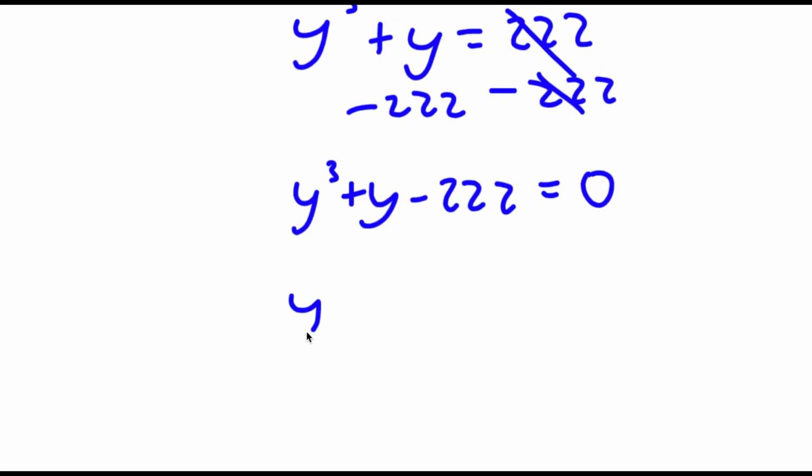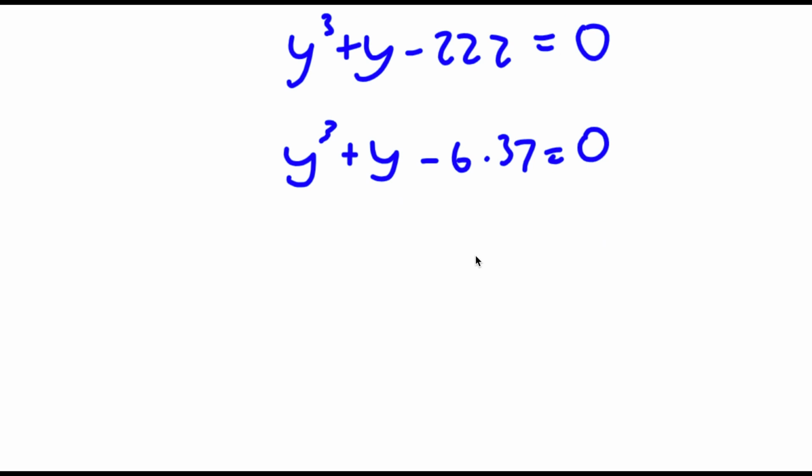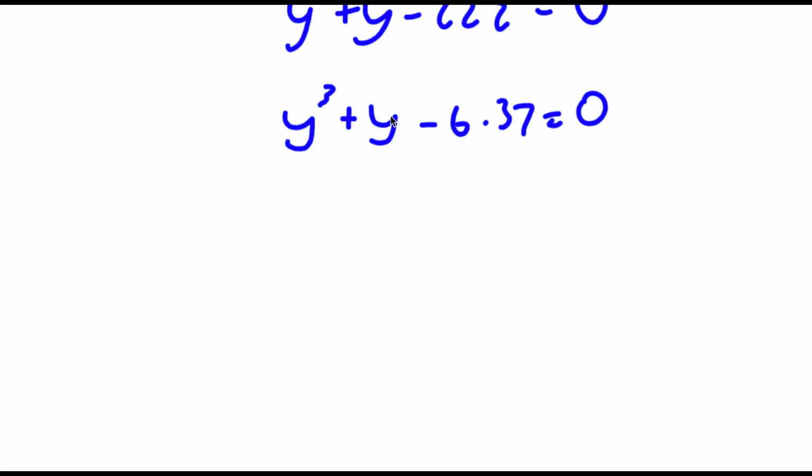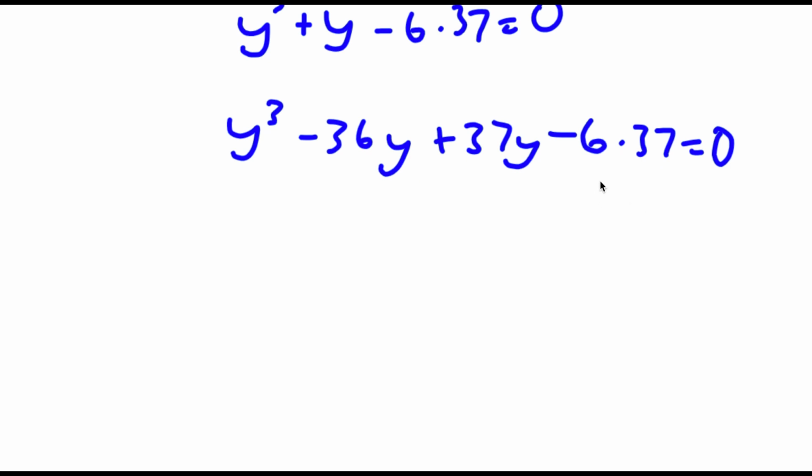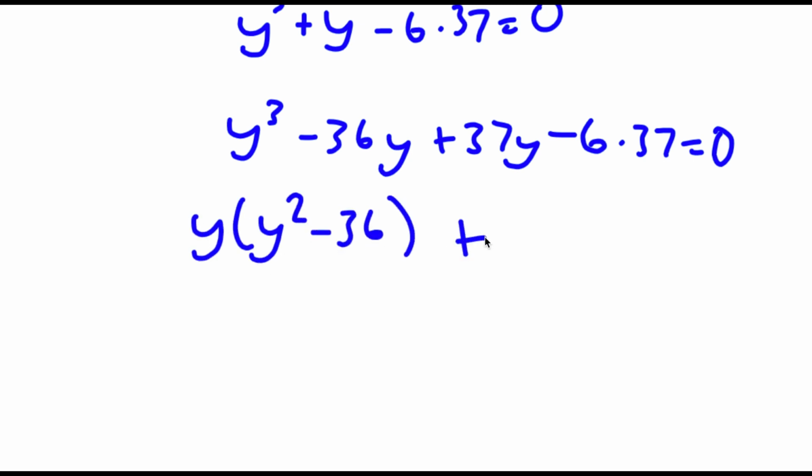Now I'm going to rewrite 222 as 6 times 37. And I'm going to rewrite y as negative 36y plus 37y. So now, from y to the power of 3 minus 36y, I'm going to factor out y, so I get y times y squared minus 36, plus, from 37y minus 6 times 37, I'm going to factor out 37, so I get 37 times y minus 6 is equal to 0.